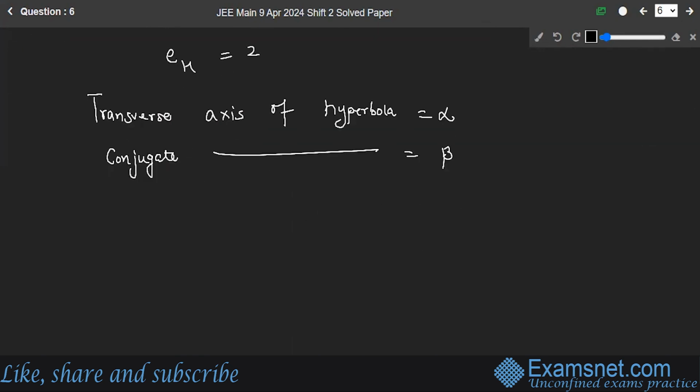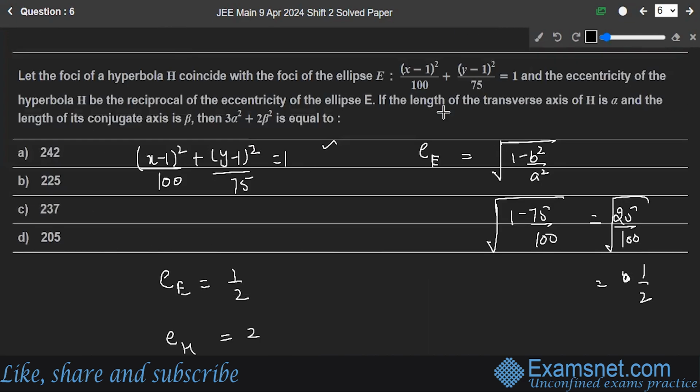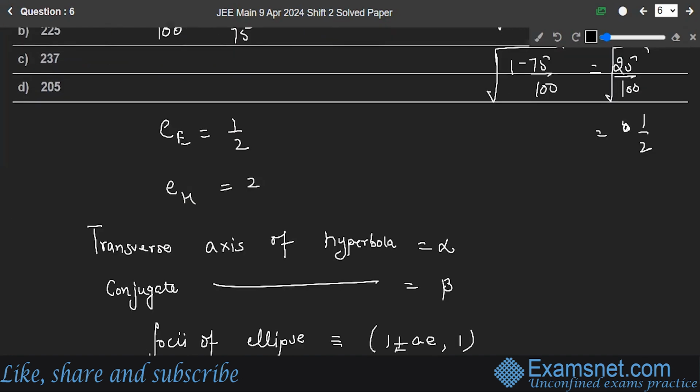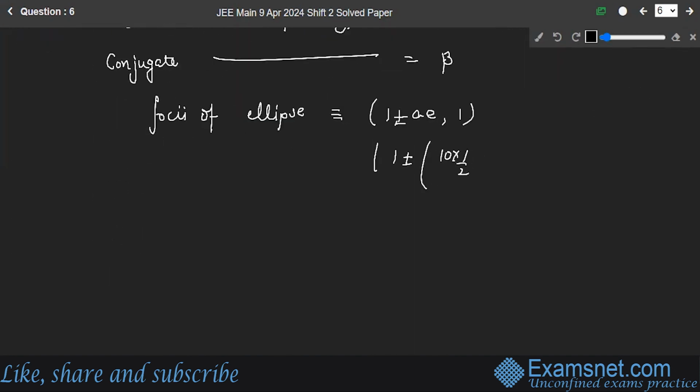Foci of the ellipse is given by 1 plus minus AE comma 1. A is the root of 100, that's equal to 10, and E we just calculated as 1 by 2. So that will be 1 plus minus 5. So the 2 foci will be given by 6 comma 1 and minus 4 comma 1.